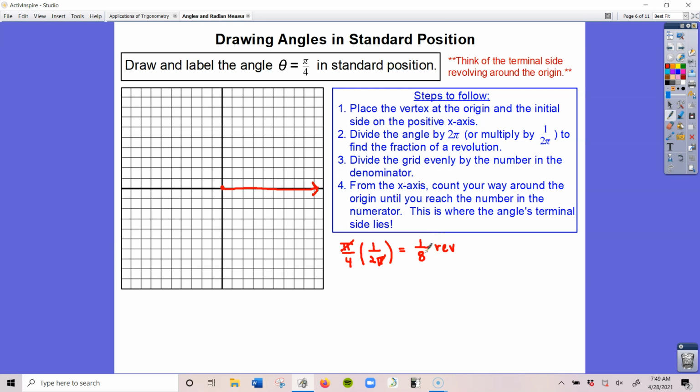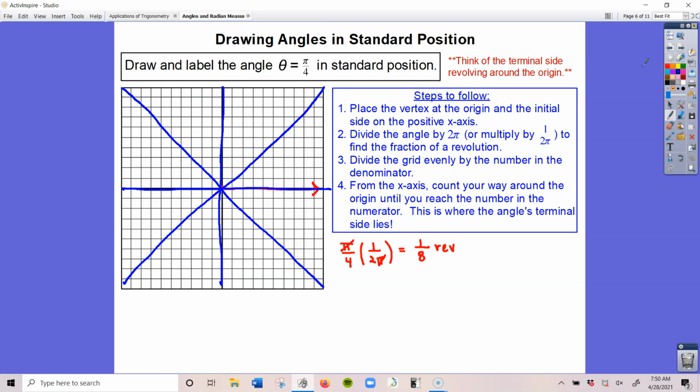So what I do now is I look at the denominator, and that tells me how to break up my quadrants. So I'm going to do that in a separate color here. I want to evenly divide my coordinate plane into 8 parts. So we have this, and this, which divides it into 4. Then I can divide each quadrant by 2, and that gives me 8 equal parts. So see, 1, 2, 3, 4, 5, 6, 7, 8. So that is my 8 parts.